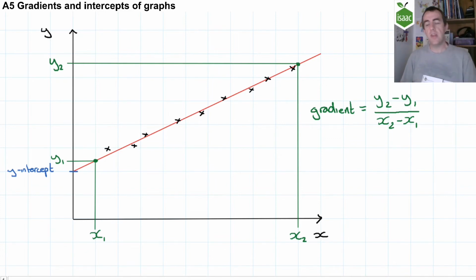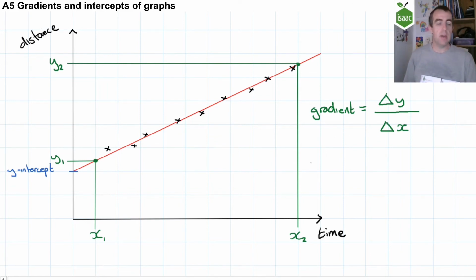Now in physics we tend not to work with abstract numbers, but numbers that actually represent something physical. And so the gradient represents some physical quantity on the y-axis divided by some physical quantity on the x-axis. By way of a very simple example, imagine that we plotted a distance on the y-axis and a time on the x-axis as a body is moving. The gradient would therefore represent a distance divided by a time, which we know as a speed.